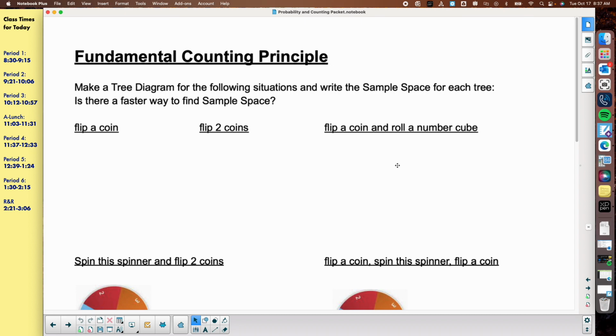Fundamental counting principle. A few people have asked me why it says FCP on the back of the calendar, but that's what this is for. Fundamental counting principle. Yes. Pointing. We call it pointing.